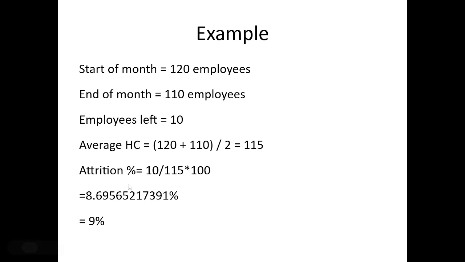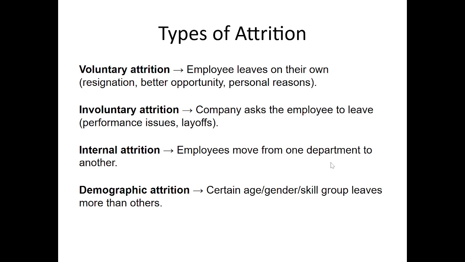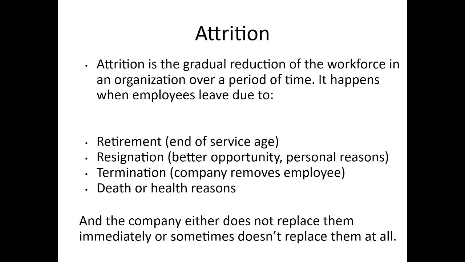Now as per the attrition formula, employees left is 10, and the average is 115, so 10 divided by 115 into 100. This is the number I have got, 8.69. Now you all know already that we give it as a round figure, so it's 9%, right? I hope you guys understand how to find the attrition rate, what the attrition rate formula is, what the types of attrition are, and what attrition is.